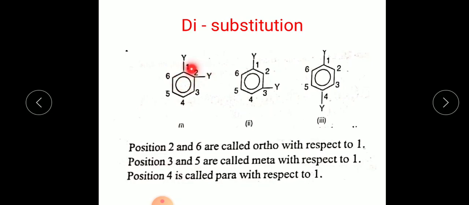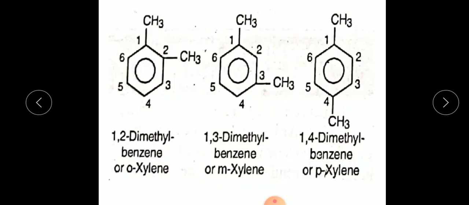With respect to this, positions 2 and 6 are considered ortho positions. And with respect to this one, 3 and 5 are considered meta positions. And lastly, this 4, which is opposite to that functional group, we call the para position. So just remember that: with respect to 1, 2 and 6 are ortho positions, 3 and 5 are meta positions, and 4 is the para position. Now, in a similar way, we try to name these disubstituted aromatic compounds.